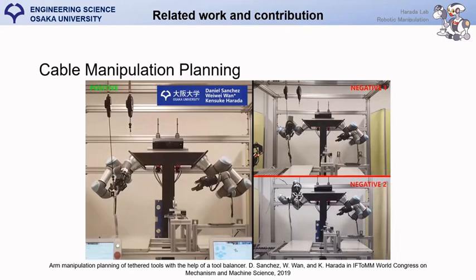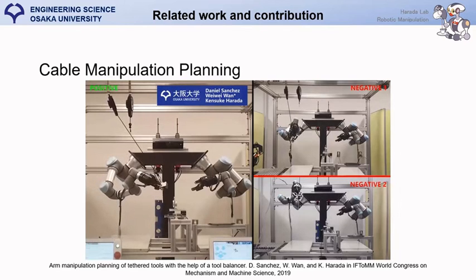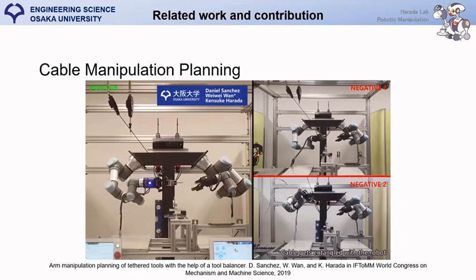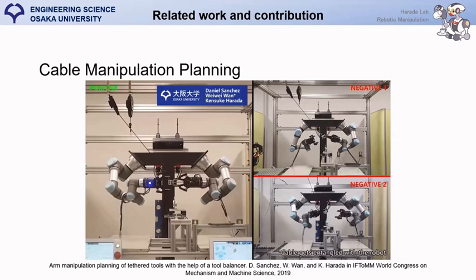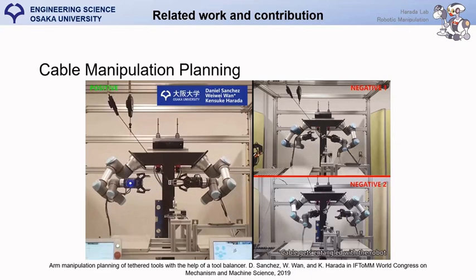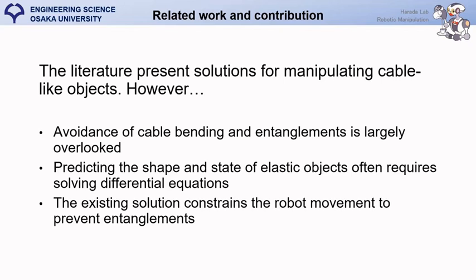The following video shows our previous solution for tethered tool manipulation, in which we use a constraint planner in order to prevent the robot from overbending the cable, thus preventing entanglement and also excess bending. The literature presents solutions for manipulation of cable-like objects. However, avoidance of cable bending and entanglements is largely overlooked.